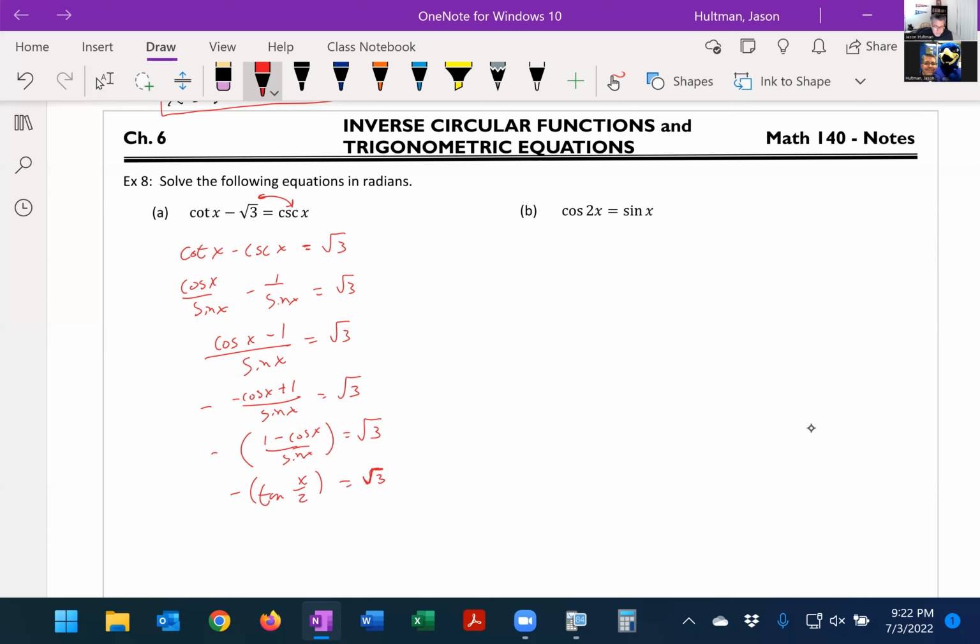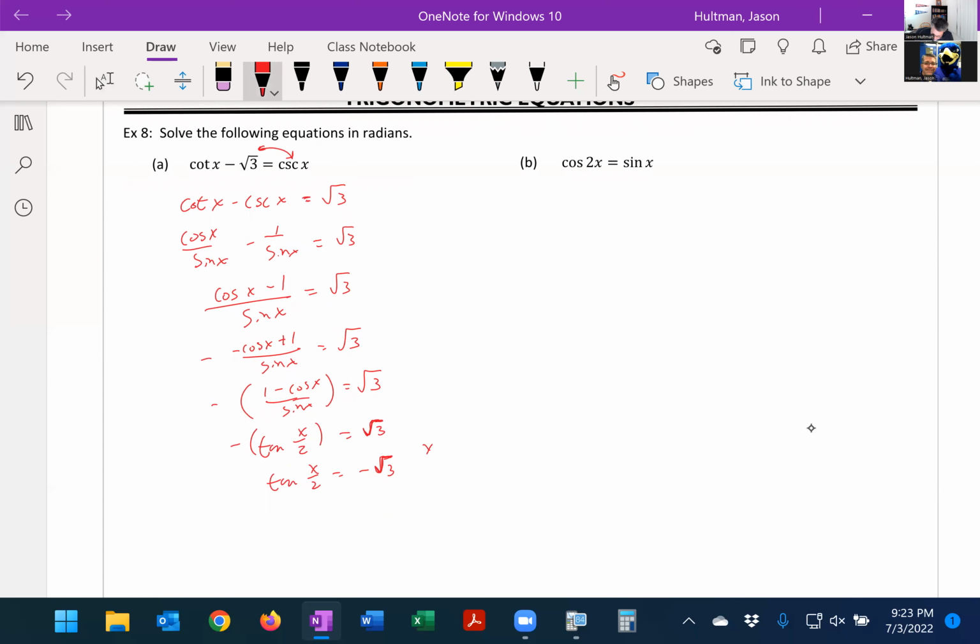So I'm going to divide by a negative and move the negative to the other side. So tangent of x over 2 is equal to negative radical 3. So what is tangent? Well, tangent is y over x, right? So this is going to be negative radical 3 over 1, basically. Using the unit circle and those special angles that we know, this could be either negative radical 3 over 2 over 1/2, or it could be radical 3 over 2 over negative 1/2.